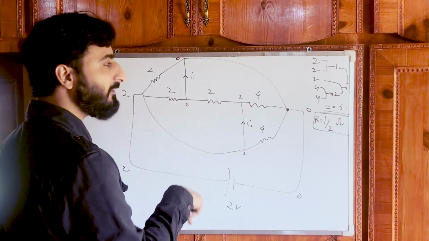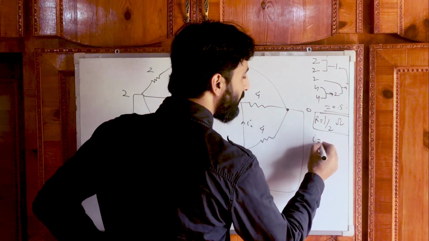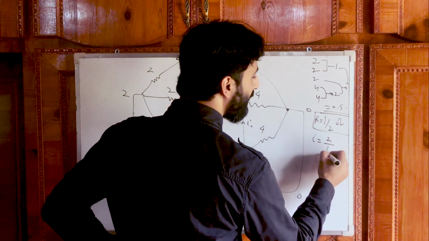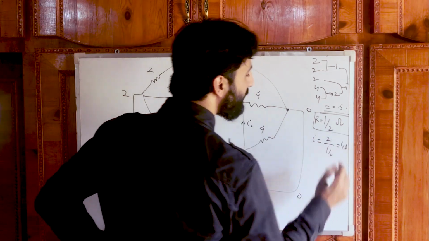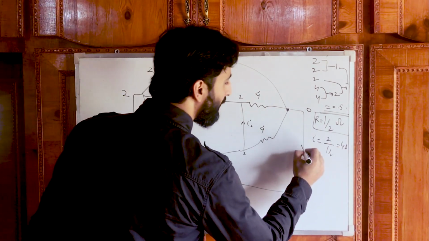What will be the net current? Net current will be equal to net potential drop 2 divided by 1 by 2, that is 4 amperes. So 4 ampere current from here, 4 ampere coming here.